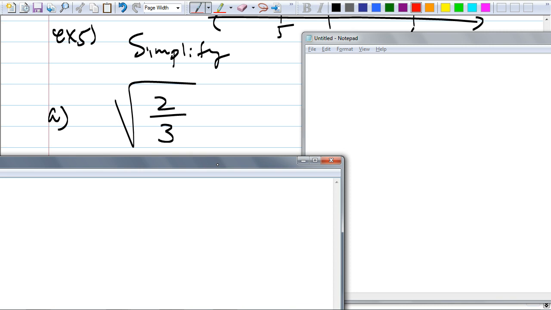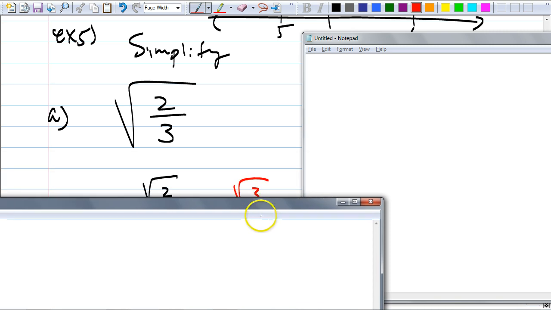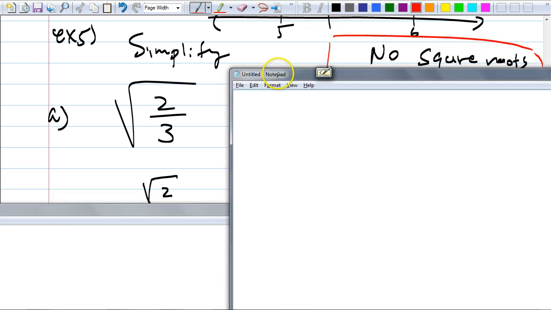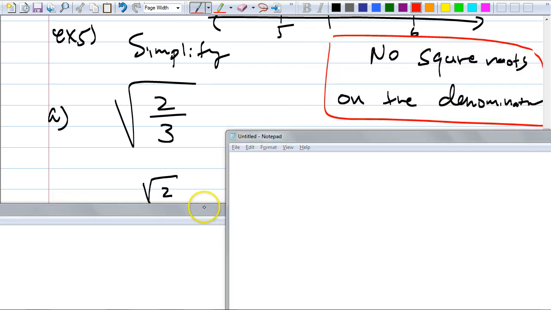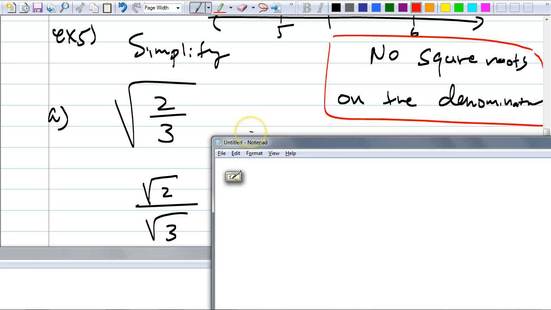Well, don't you just get square root of 2 over 3? Is it square root of 2 over 3? I thought you said that no square roots. Exactly right. So could I leave it? Whoops. So remember, we cannot have any square roots in the denominator. So could I leave it this way? No. Okay. And so what do I do?